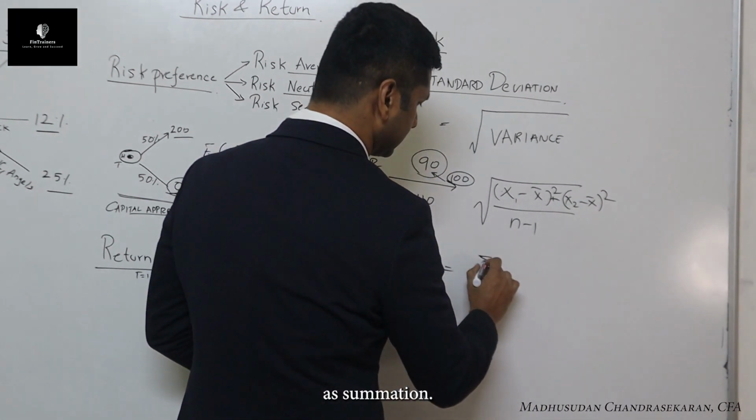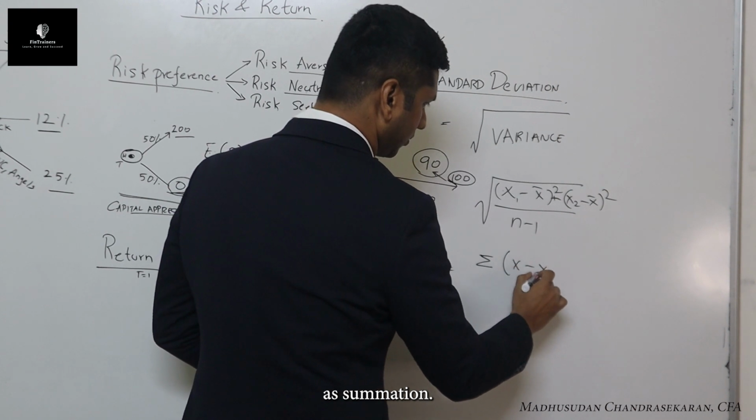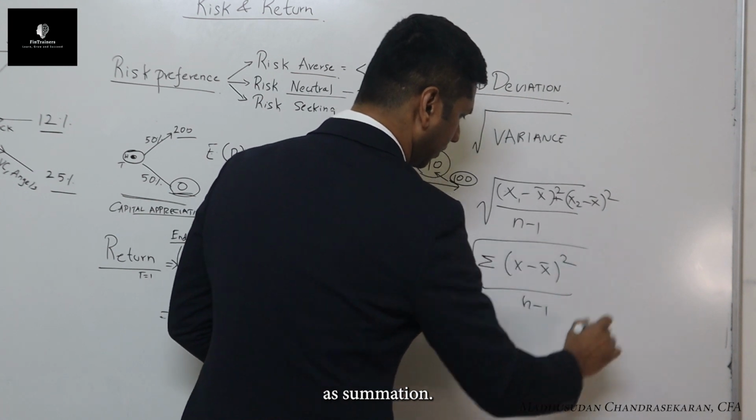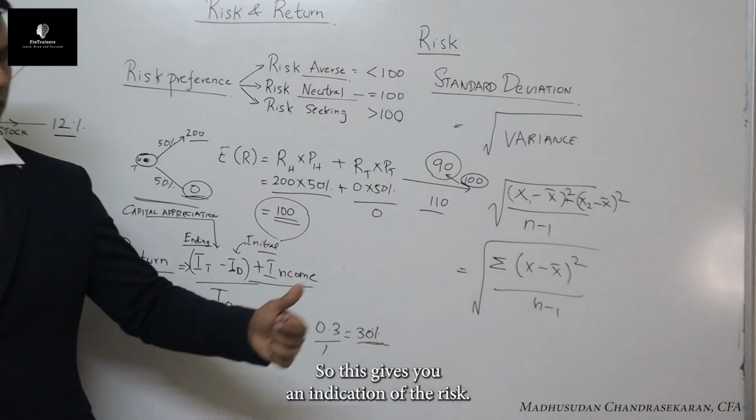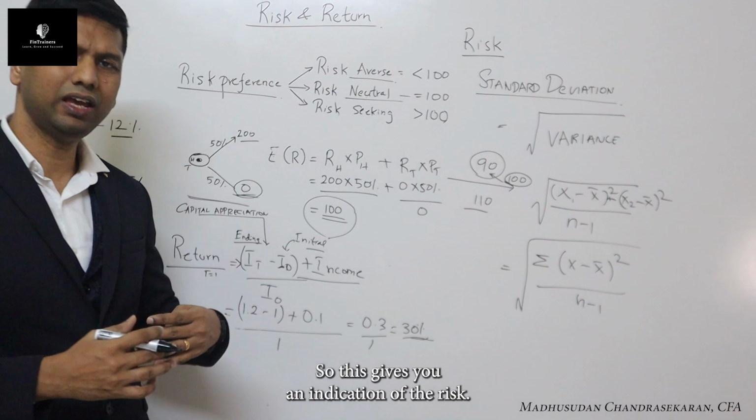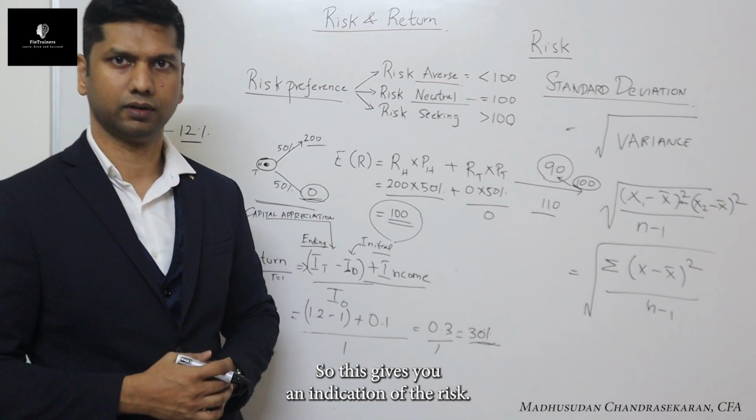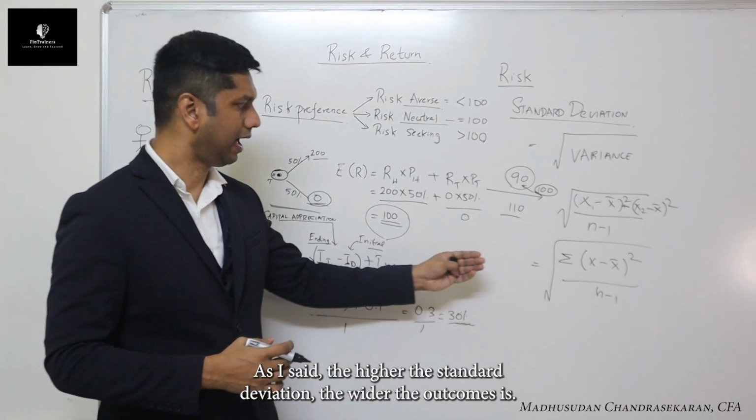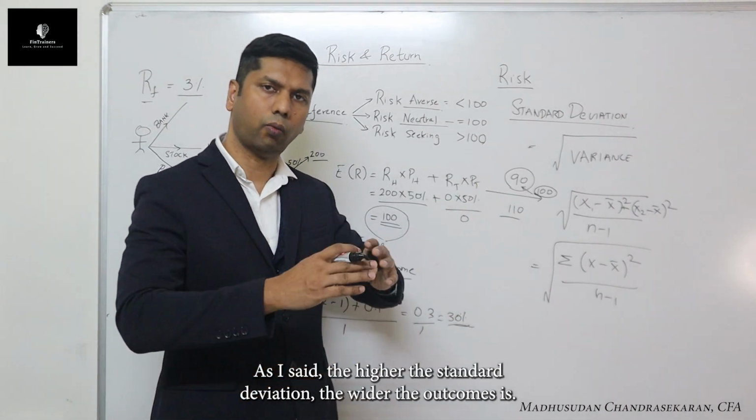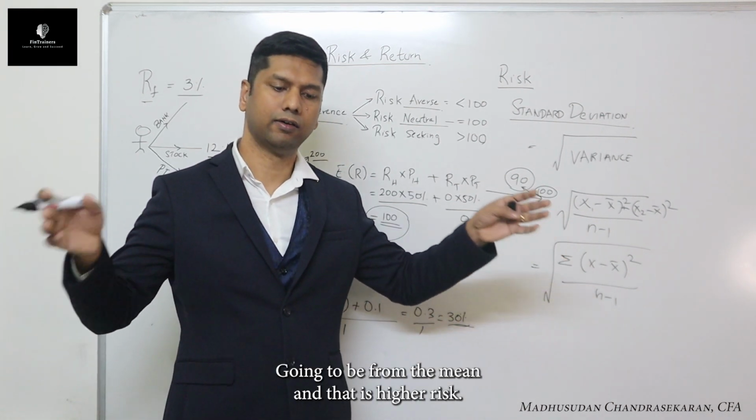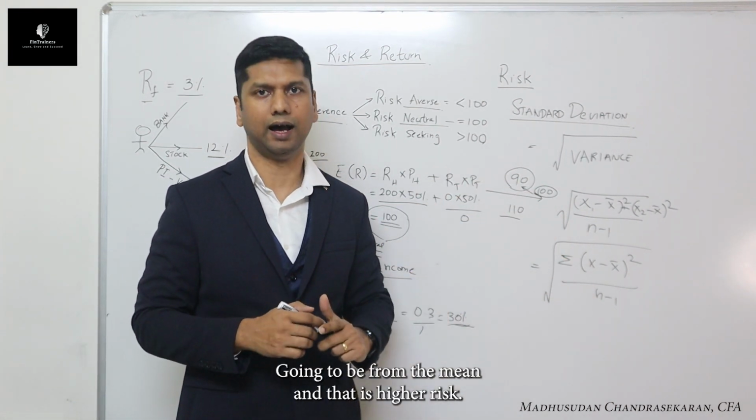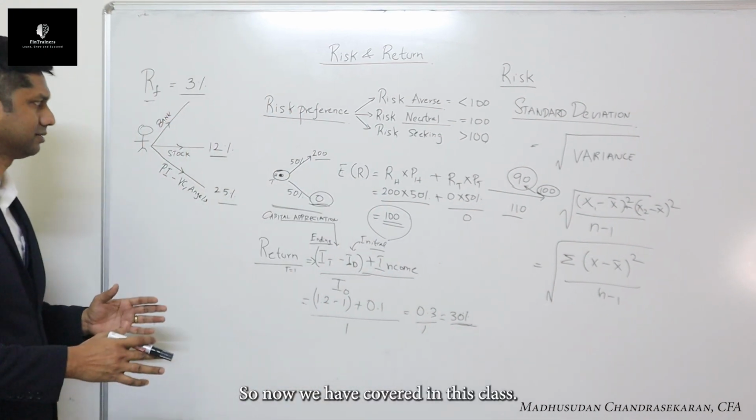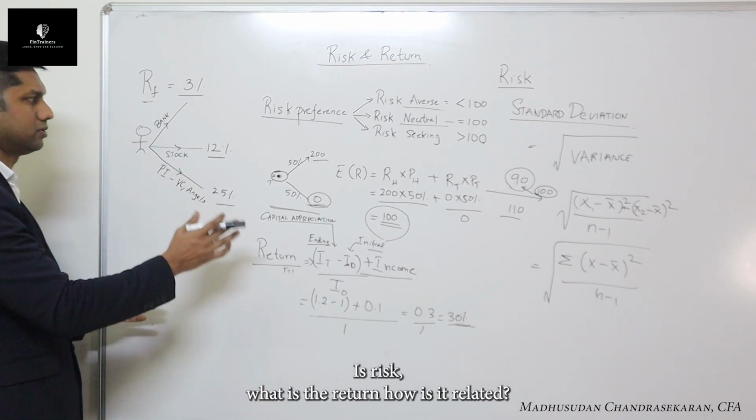Or you can write it as a summation. So this gives you an indication of the risk. Right? This gives you an indication of the risk. As I said, the higher the standard deviation, the wider the outcomes are going to be from the mean, and that is higher risk.